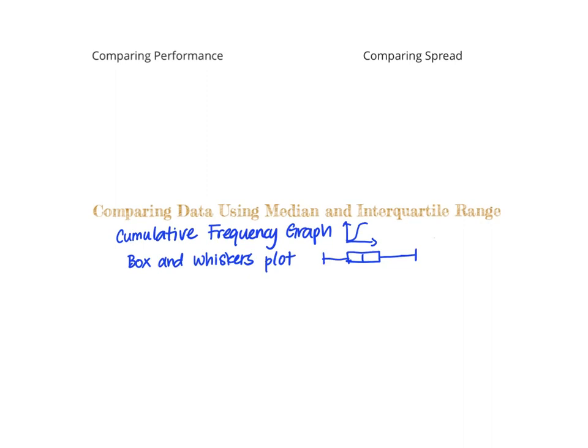Now, what do we use when we compare performance? For example, we want to compare clinic waiting times for two clinics. The median waiting time for clinic A is 15 minutes and the median waiting time for clinic B is, let's say, 30 minutes. So how do I know which clinic has a better waiting time? For comparing performances, we will always use the median.